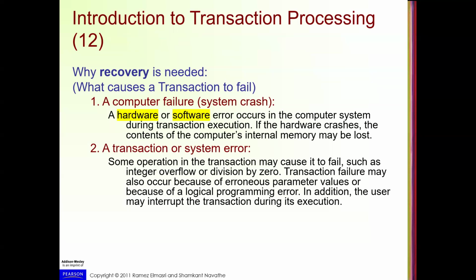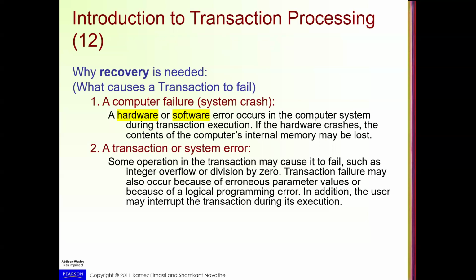For example, a hardware or a software error that occurs in the computer system while the transaction is executing. There could be a possibility that the hardware crashes and the content of the computer's internal memory gets lost. So in this case, the transaction can fail. So what is the first cause of a transaction failing? It is called the computer failure or system crash.